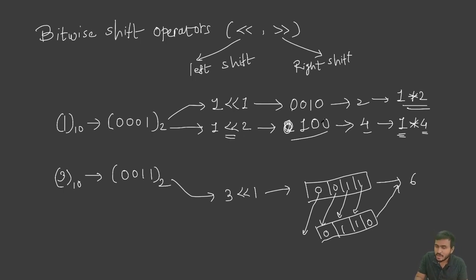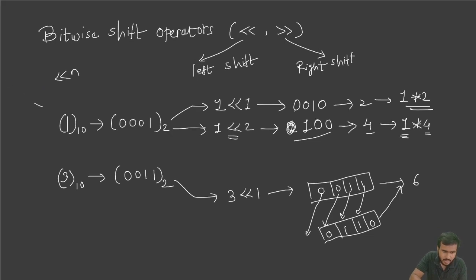Let me write it in a general way. When you are performing left shift by n places, and the number on which you are performing the left shift operation is x, the answer that you are going to get is x multiplied by 2 raised to n.